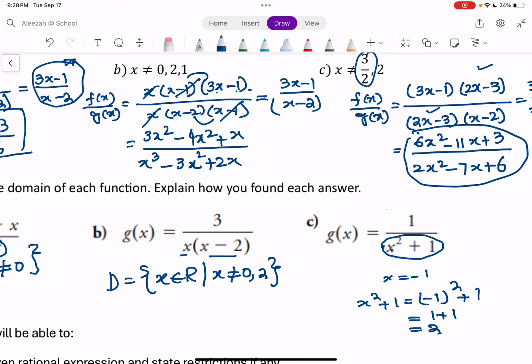So for any real number, the denominator cannot be 0. So here there is no restriction on x. So the domain will be simply x belongs to R. It means x can be any number.